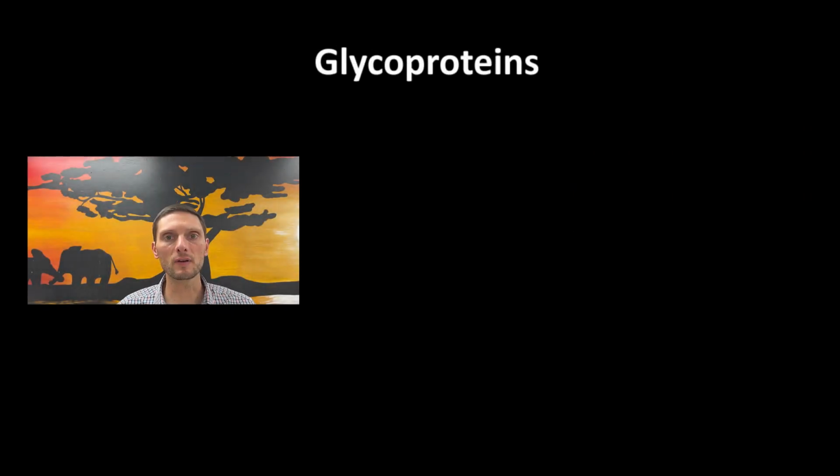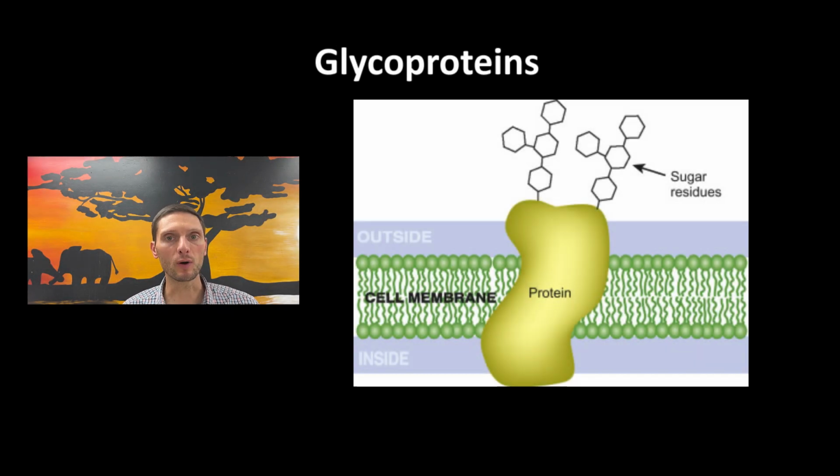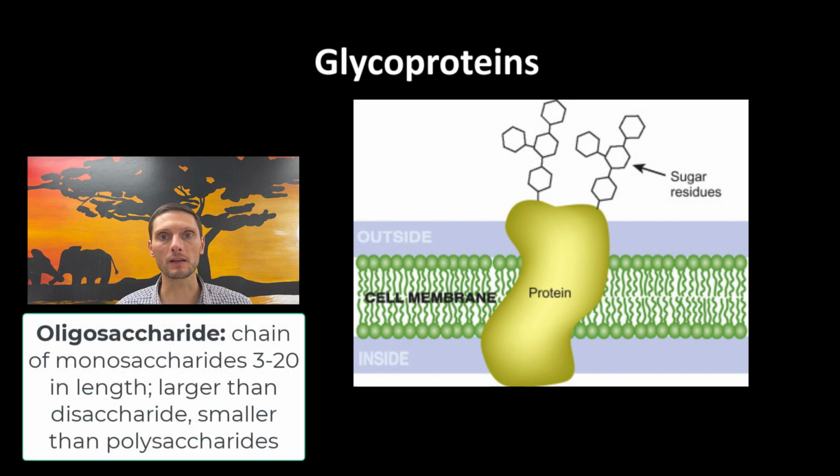Our last example to look at here is what's called a glycoprotein. And yes, this is a protein. It doesn't necessarily fit with carbohydrates. However, it's a protein that has a carbohydrate attached to it. And it's usually in the form of an oligosaccharide, which is a short chain of monosaccharides that are linked together by glycosidic bonds.